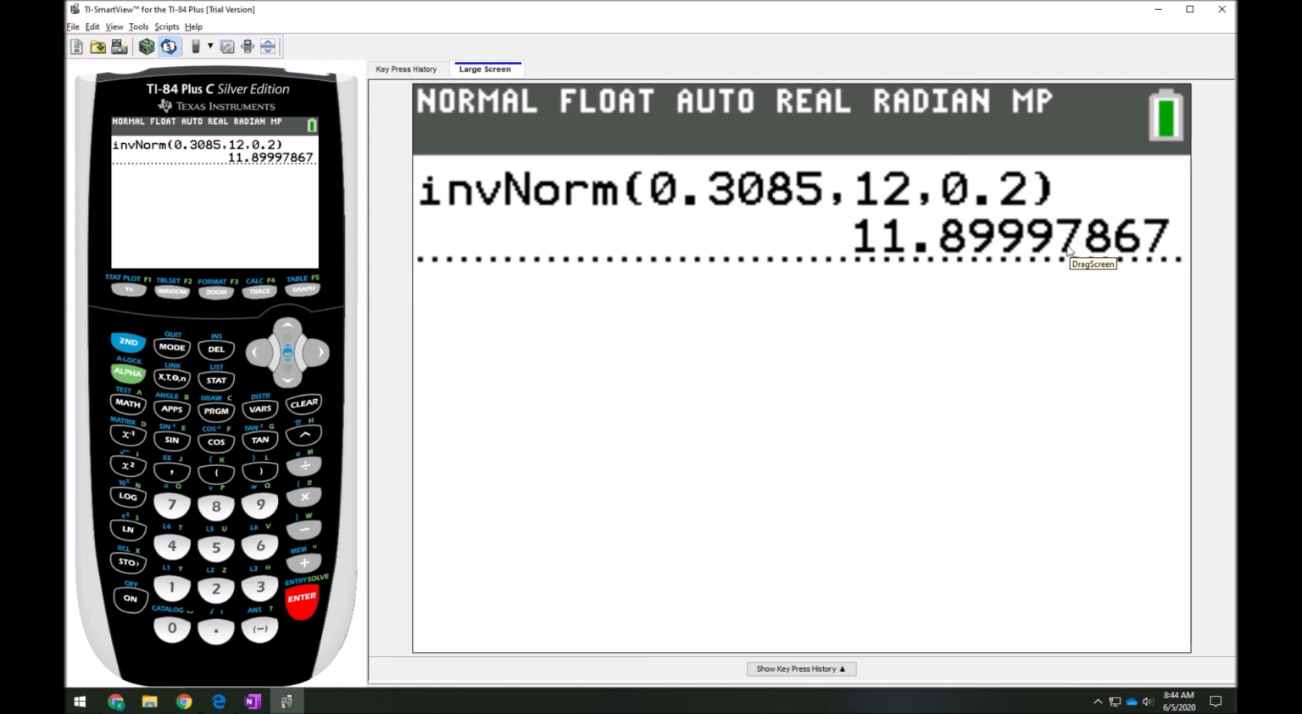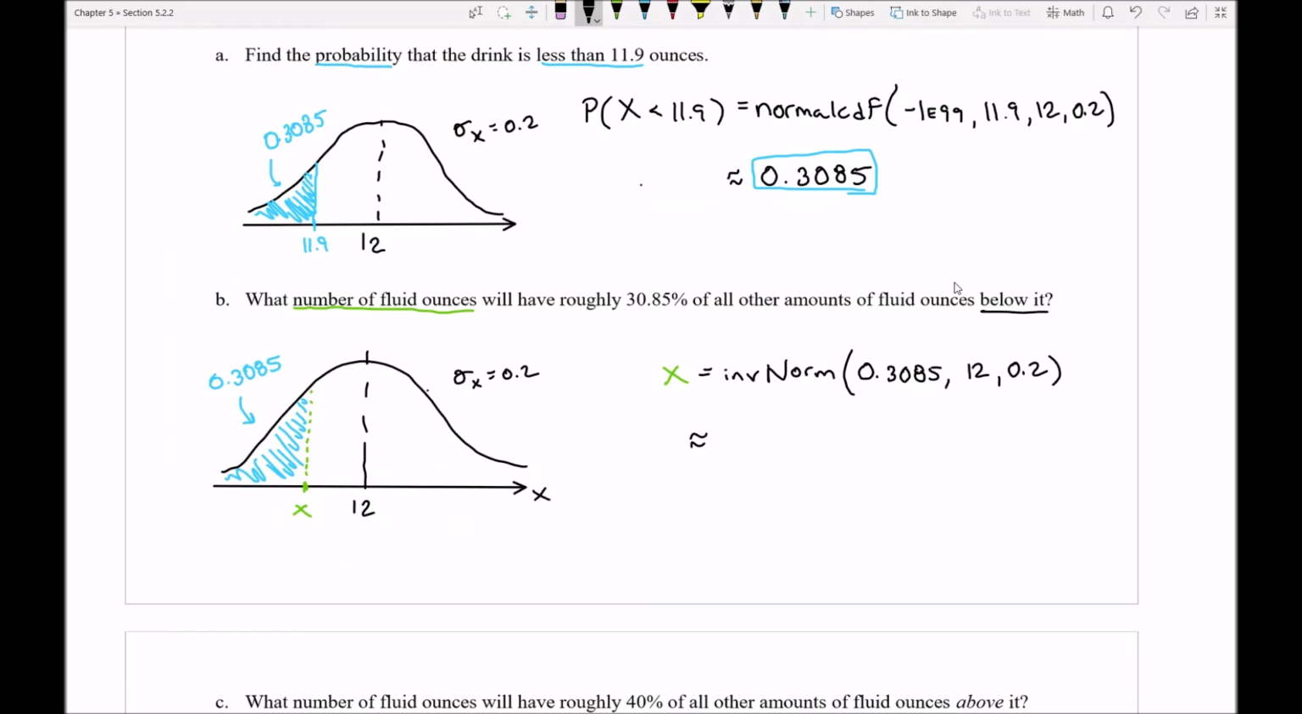11.89997. So again, that 7 is going to have to round up. But here you can see I have like 8,999. And if I round that all up, that's just going to be 9,000. So my final answer does end up being 11.9000 ounces. So I found exactly what this green value is in the picture. It's that number of ounces.